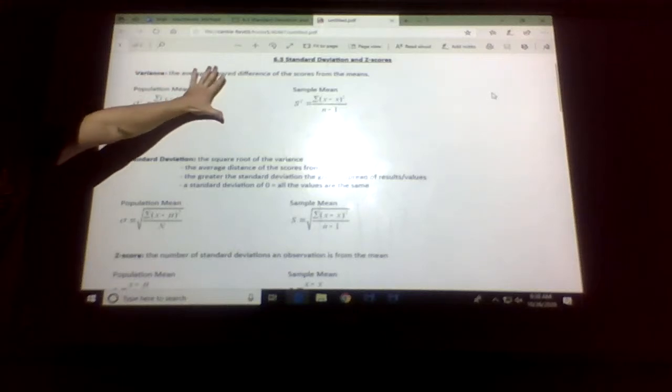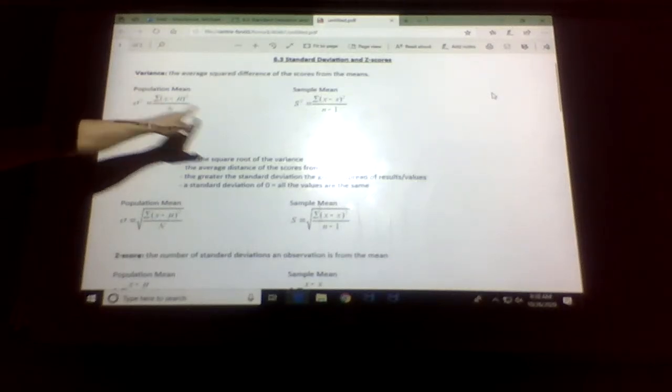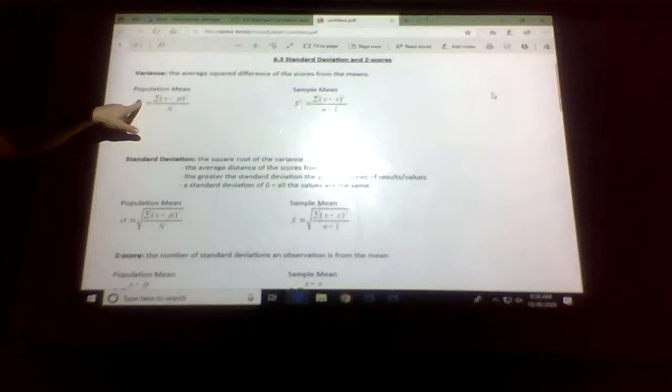Okay, 6.3, standard deviation and z-scores. We're not going to use the variance formula. Maybe I shouldn't have put that up. But you'll notice the variance formula is very similar to the standard deviation formula. The only difference is for variance, we have a square on the outside. If you square root it, you cancel out the square and you get the standard deviation formula.